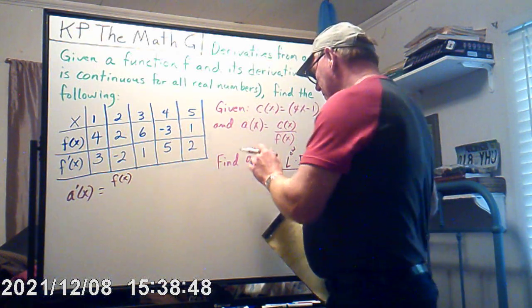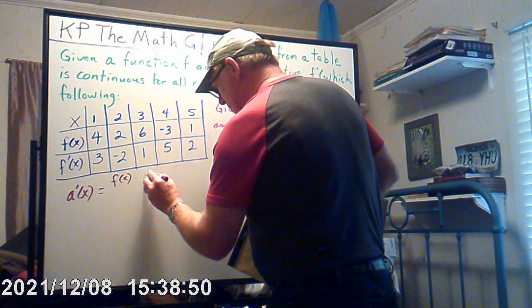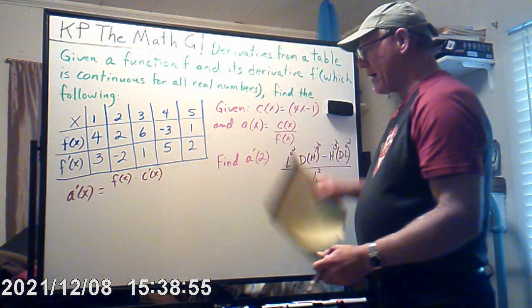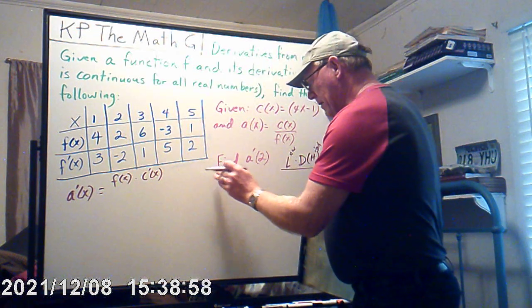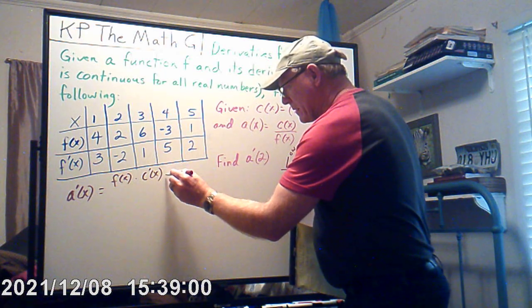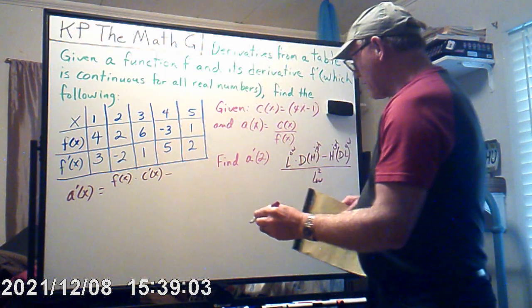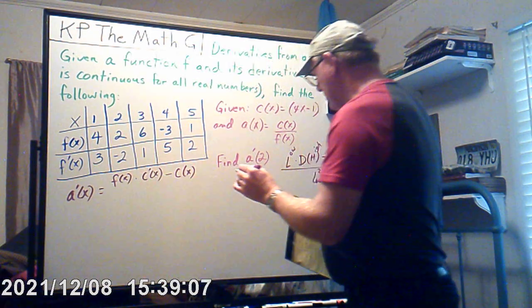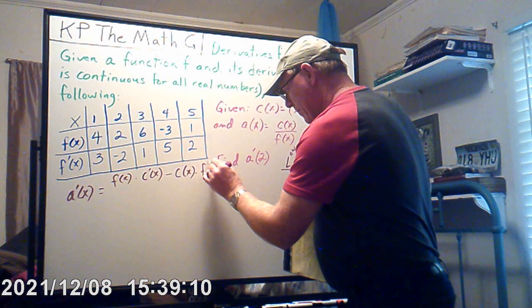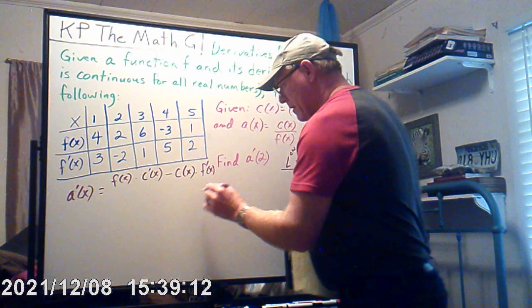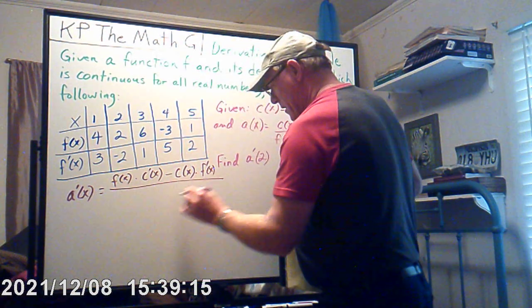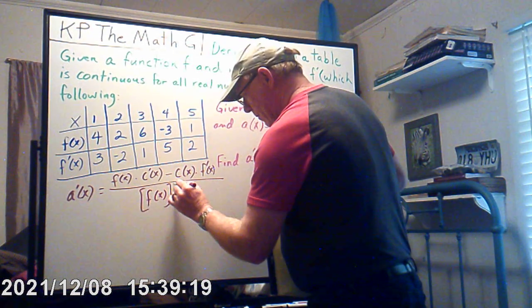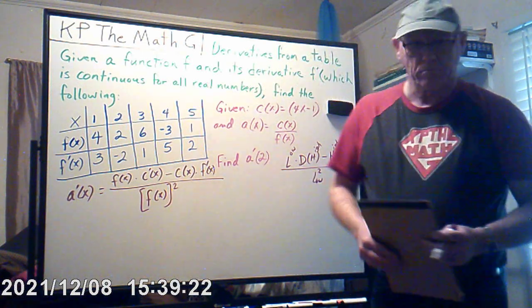Alright, low times c prime at x. That's the derivative of the high. Alright, minus high d low, all over low squared. Good enough?